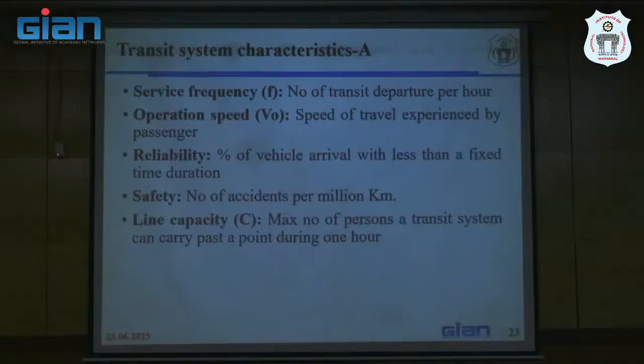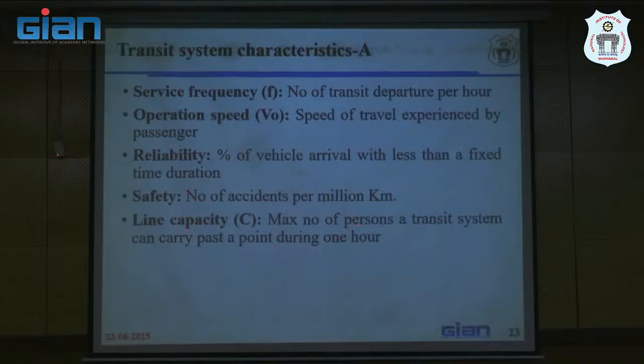Then the reliability. Of course, we have different variables or factors to be accounted for in the reliability. That is the percentage of vehicle arrivals within a fixed time duration in terms of time reliability, or reliability in the operation without any breakdowns, or reliability in terms of operation with respect to the driver characteristics even. So there are different categories that can be considered in the reliability, and the safety, the number of accidents per million kilometers for each category or type of transit.